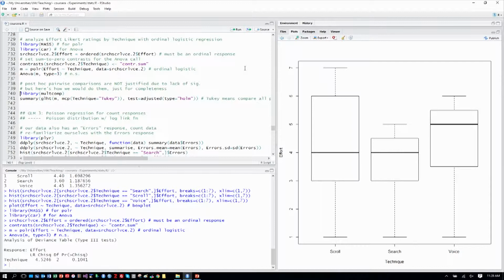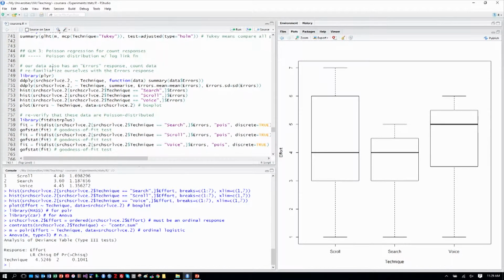So we're not warranted in following up with post hoc pairwise comparisons. For completeness, I've included how we would do them, and we've seen this pattern before with the multcomp library, where we specify Tukey comparisons, meaning all pairwise comparisons, in the multiple comparisons procedure call here, adjusted for the Holm sequential Bonferroni procedure. So this is how we would carry them out, but we're not justified in doing them. So I'm not actually going to comply with that and not run the test. Now, if we had a significant overall test or omnibus test, then we would be justified in looking at pairwise comparisons.